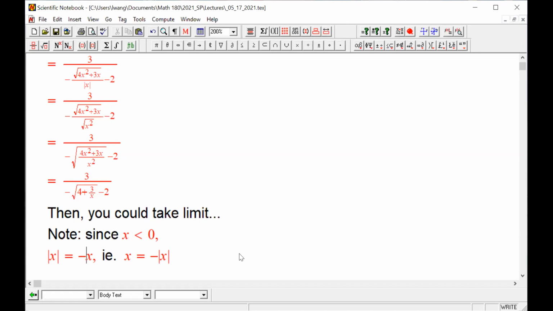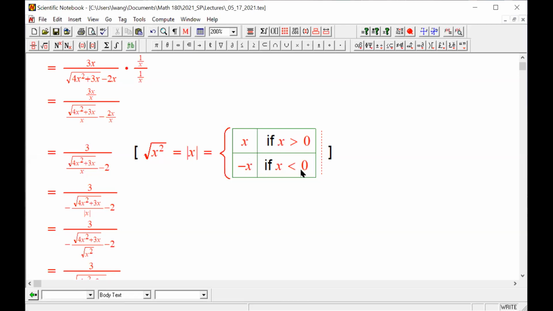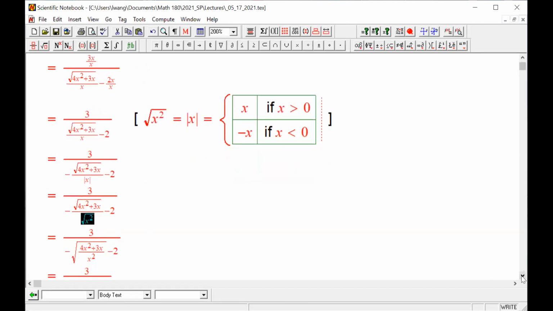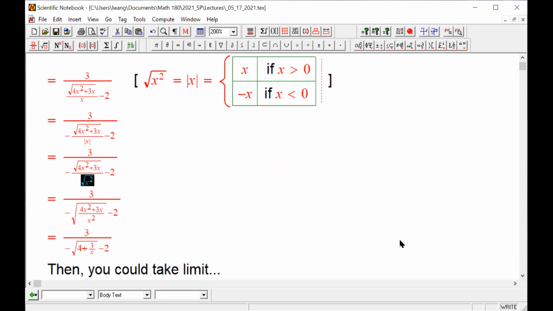Do you follow that, Andy? Okay, so because we're using this branch, x is replaced by negative of absolute value of x, and absolute value of x is the square root of x squared. So this is the sequence of substitution. Get it?